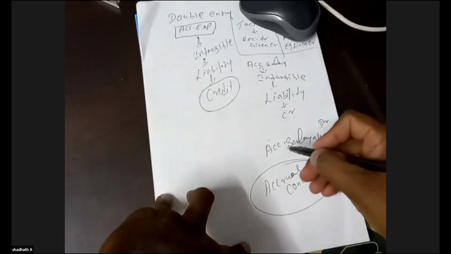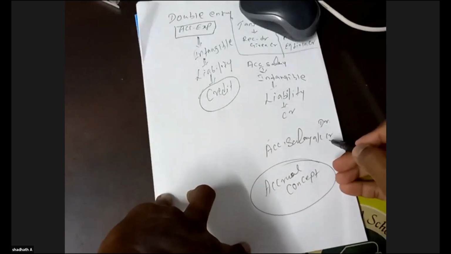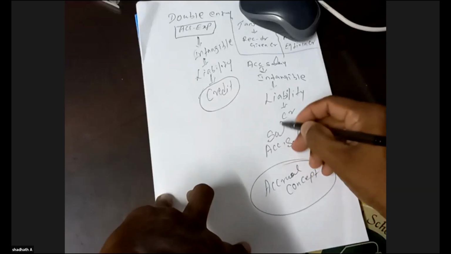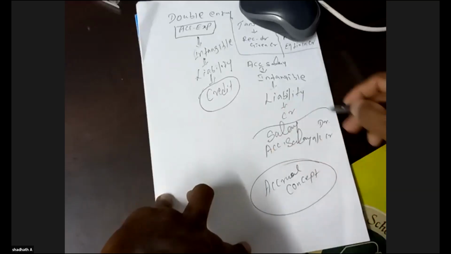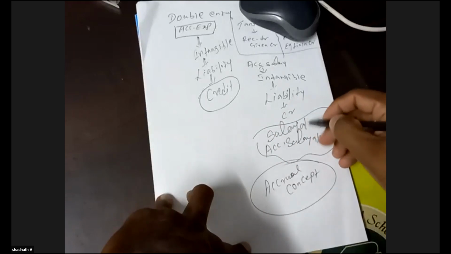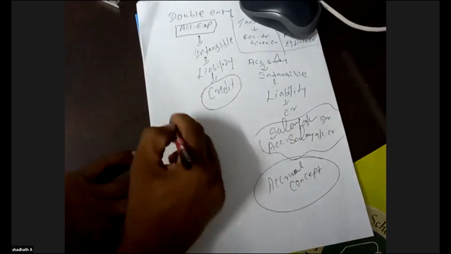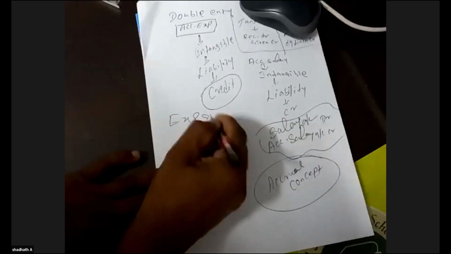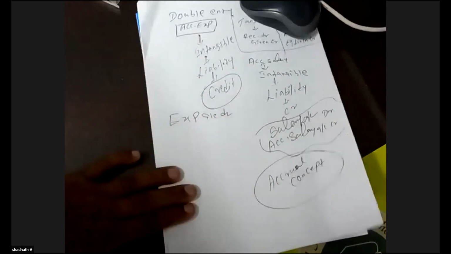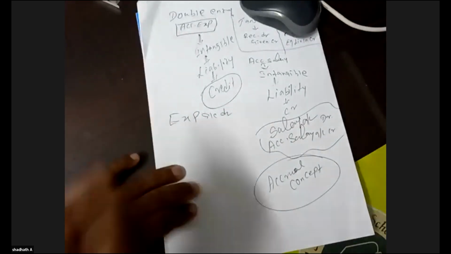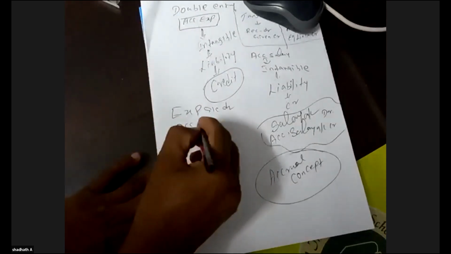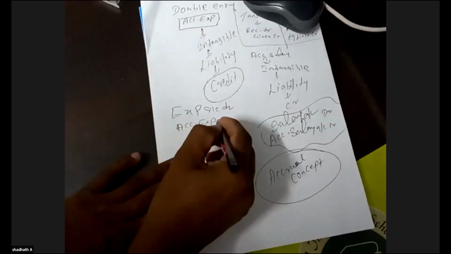So accrued salary account credit, where do you debit? Salary account debit. So commonly, if you say expense account debit, expense account debit, accrued expense account credit.